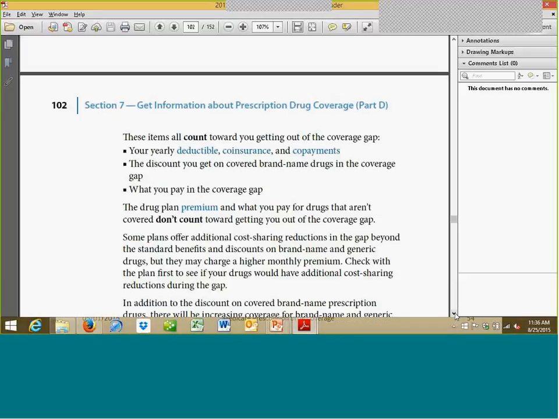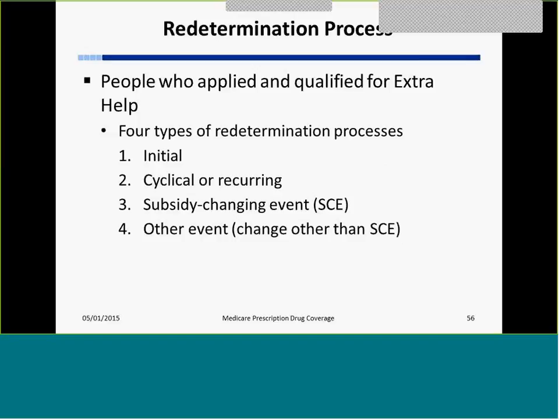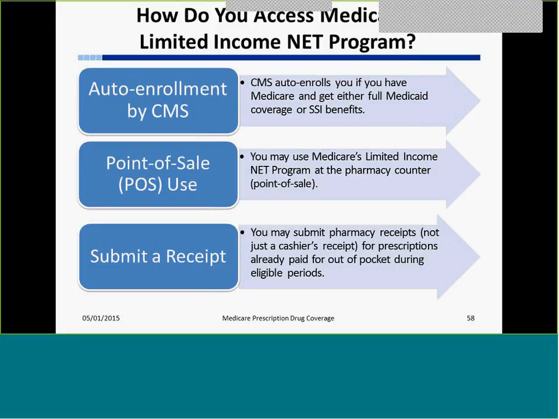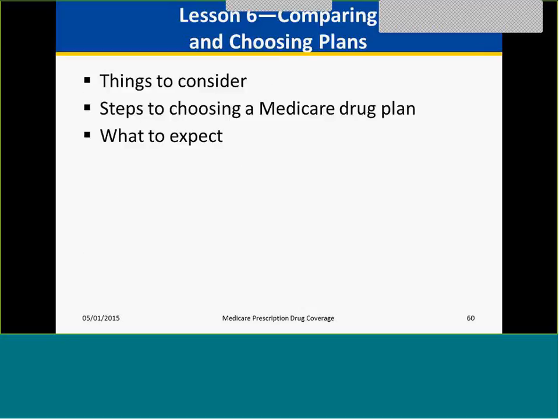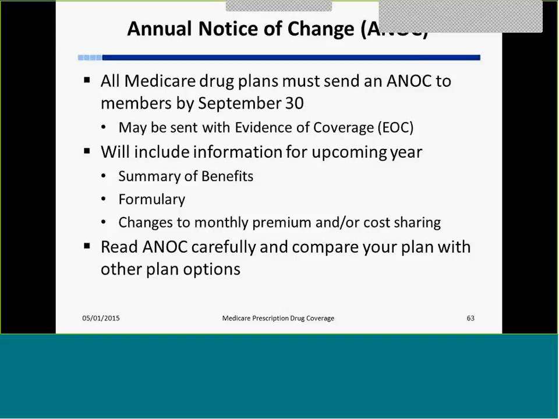Okay, and let me get off of my bandwagon. Changes in extra help: somebody loses their extra help, have an SEP. This is all about boring stuff I don't want to go into, auto-enrollment, so on and so forth. Yeah, we're pretty much done with that. Choosing plans, that's all boring stuff I don't want to go through.